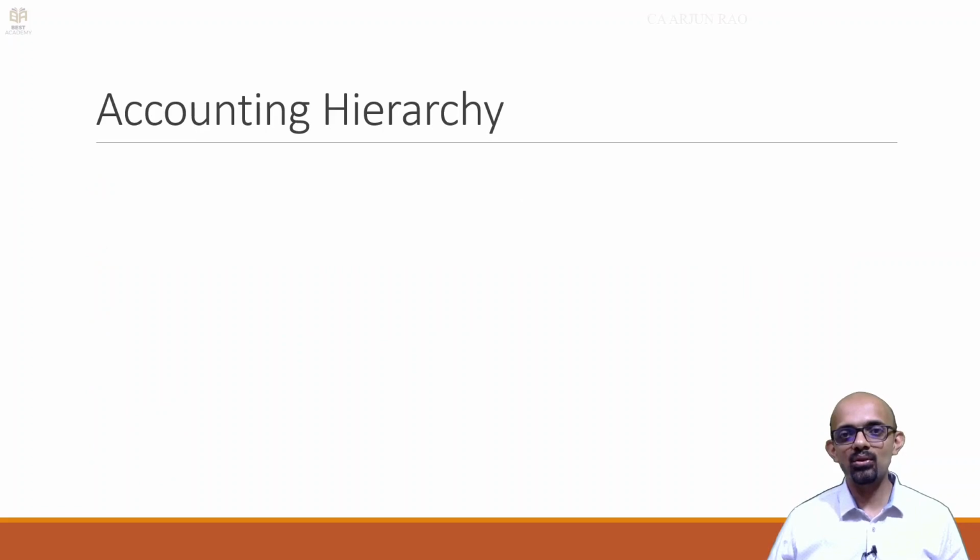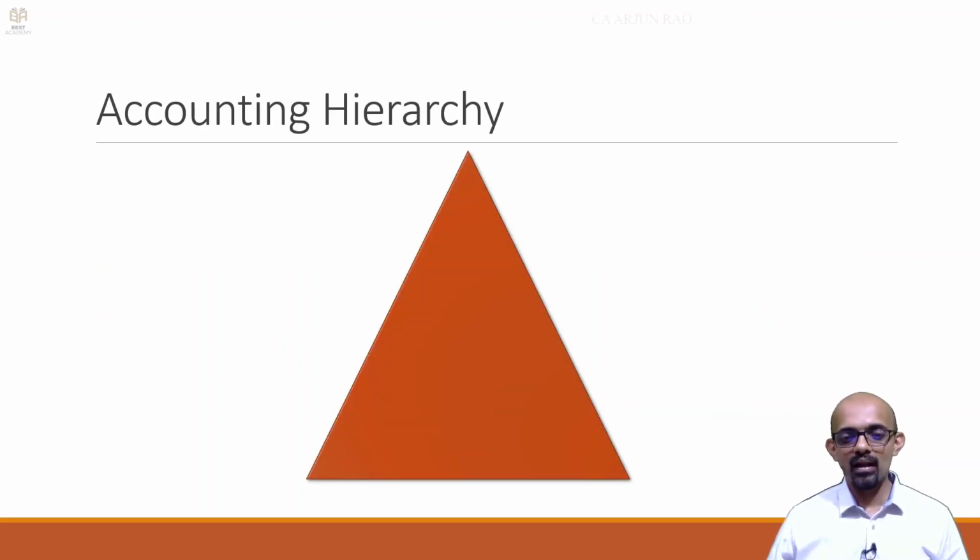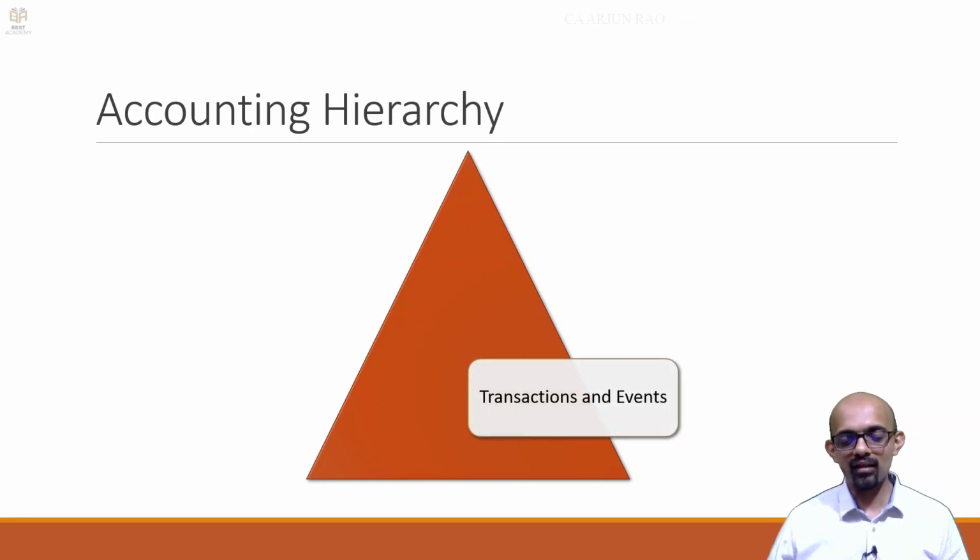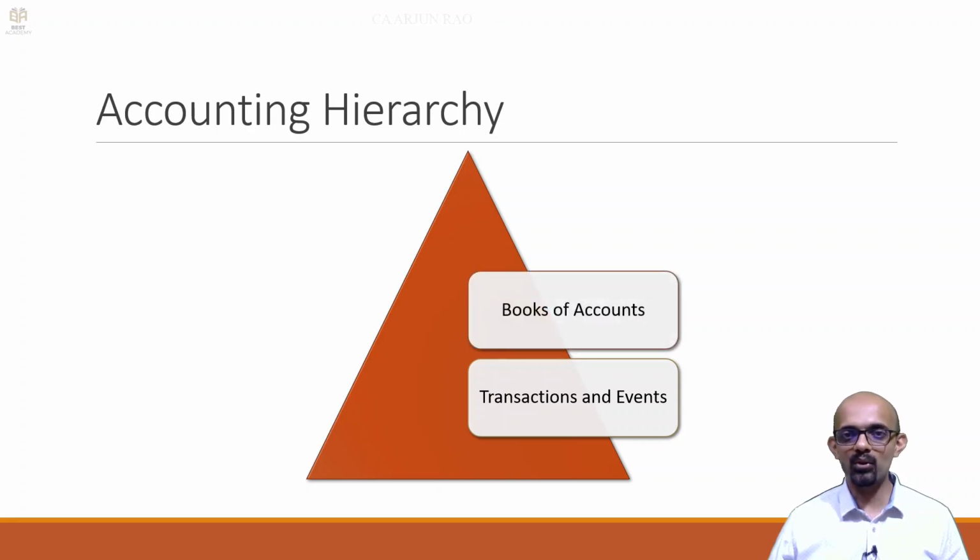Before we get into accounting standards, let's just look at the basics. At the bottom of the hierarchy, we have transactions and events, the day-to-day operations of a company like purchases, sales, payment of wages, and so on. The economic aspect of transactions and events are captured in books of accounts, your day books, your ledgers, and so on, and these are summarized as financial statements.